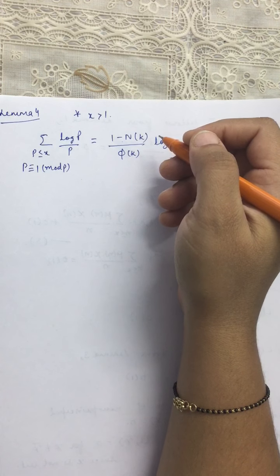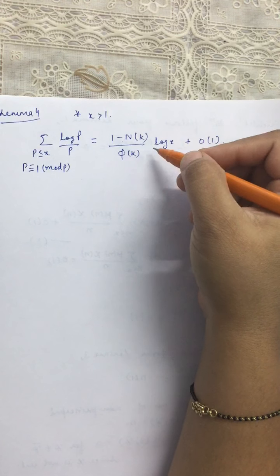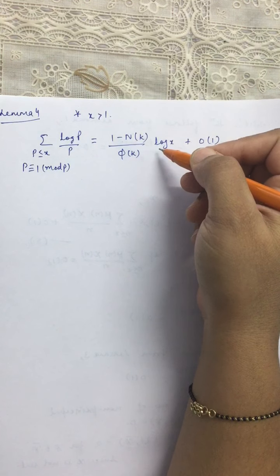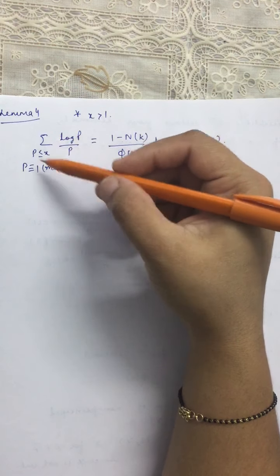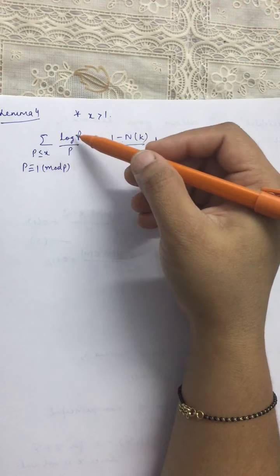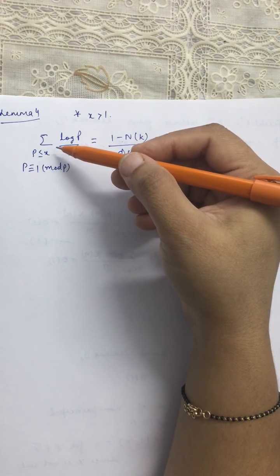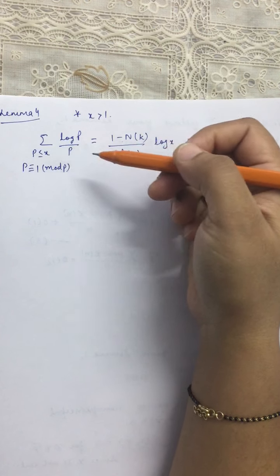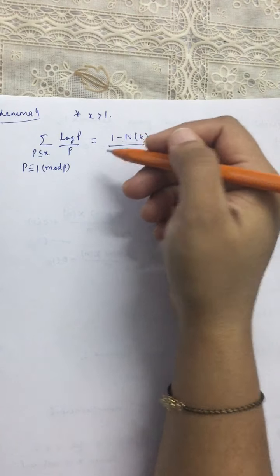1 minus n_k, sorry, if n_k is non-zero then n_k is greater than or equal to 2 because it is even. Now if n_k is greater than or equal to 2, 1 minus n_k is negative. So this principal term on the right hand side is negative. But on the left hand side we have the sum of log p upon p, and these are all positive terms. So on the left hand side we have a positive sum, and that cannot be possible. That means n_k has to be 0.